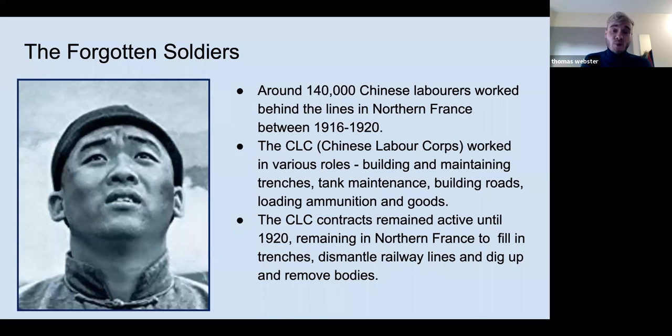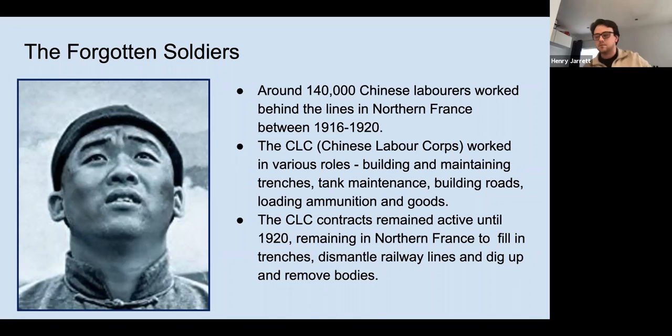Now, the turning point here was the Battle of the Somme in 1916. The huge scale of losses at the Somme shook British confidence. So in 1916, the British finally accepted China's offer. Although they did not accept the offer of troops, they accepted the offer of Chinese laborers. So the British and the French recruited men from the north of China. And I've just got some bullet points here.